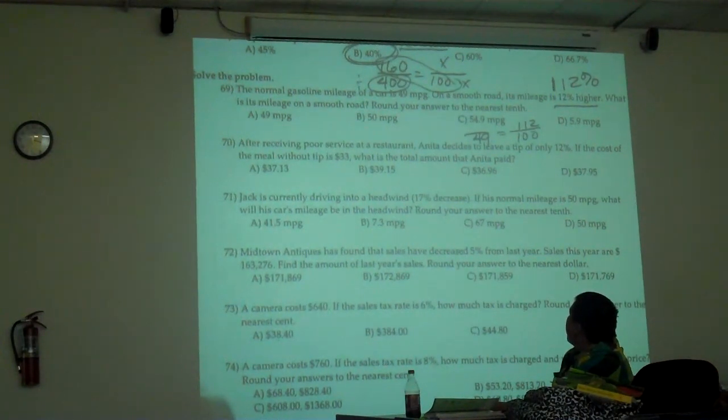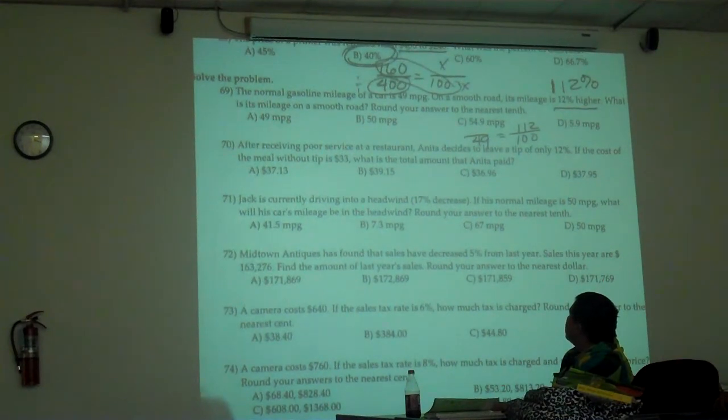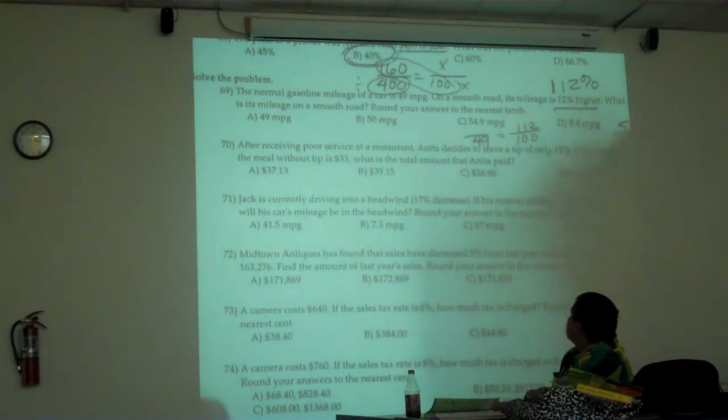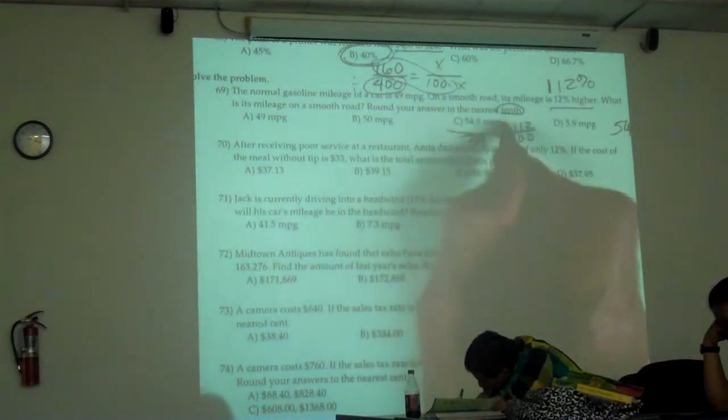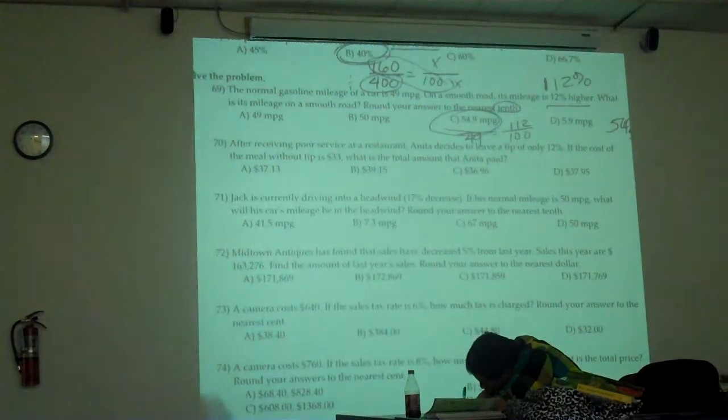Or 1.12. What'd you get? 54.9. 54.88, and then you round it to the tenth. It's going to be 54.9. Right, 54.9 miles per gallon.